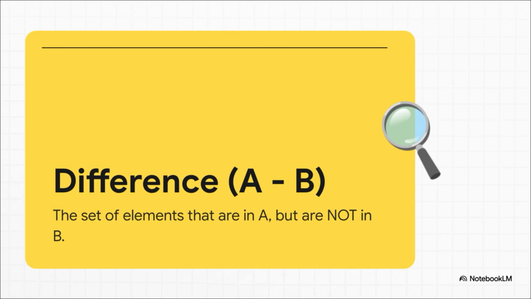This is the set of elements that are in A but are not in B. Now listen closely, because unlike basic addition or multiplication, the order you write the sets here matters a ton. A minus B is absolutely not the same as B minus A. You're essentially taking the first set and deleting anything from it that also happens to appear in the second set.